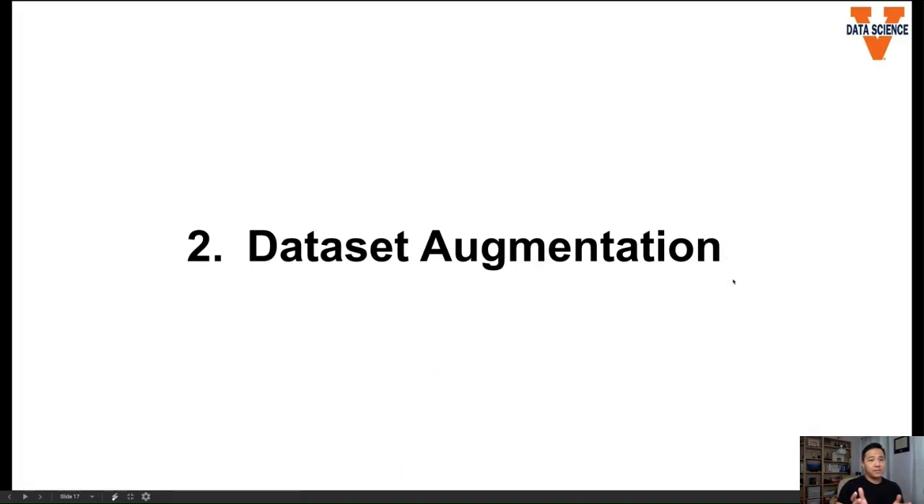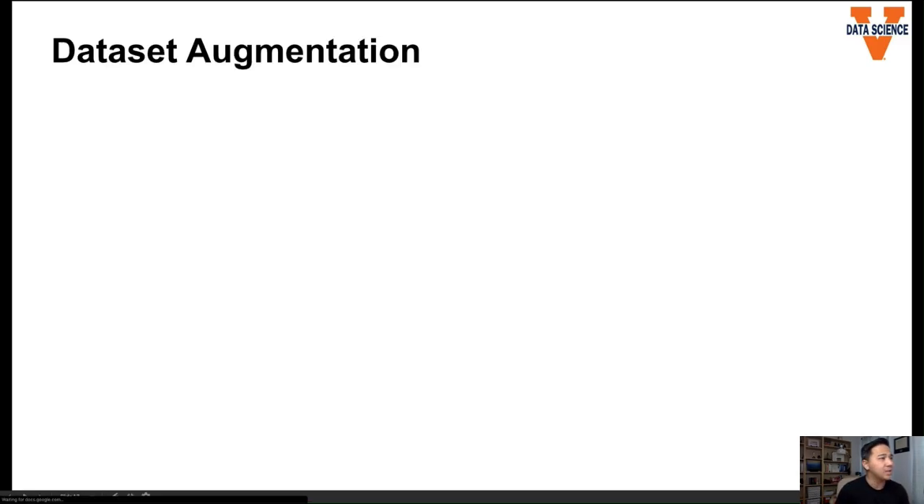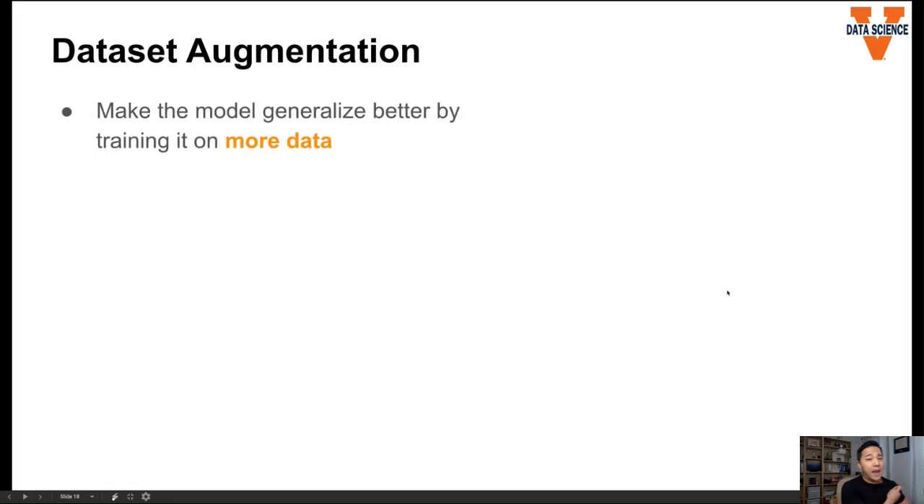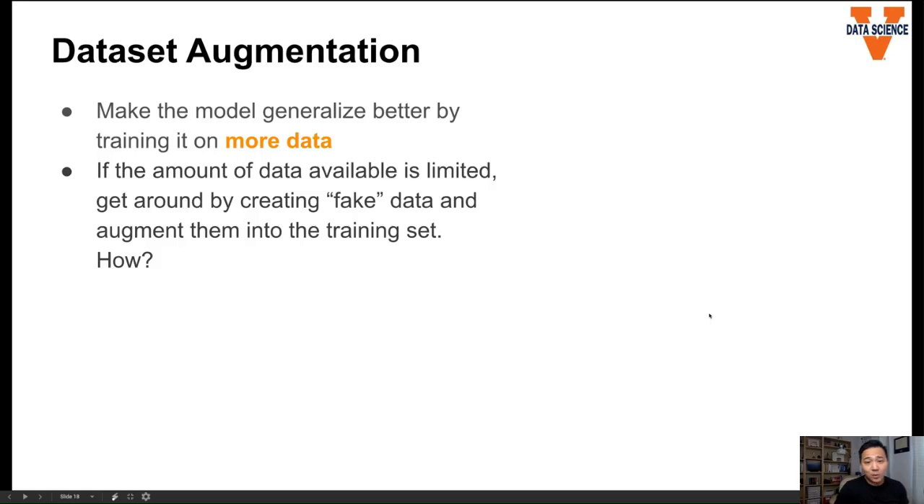Now, the next regularization trick I'm going to show you is dataset augmentation, and this is kind of cool. You want to make the model generalize better. What is the way to do it? To add more training data, to train it on more training data. And if you have lots of training data, it's fine to keep adding them. But what if you don't have the data available? What can you do then? Well, you're going to create additional fake data and augment the dataset with it.